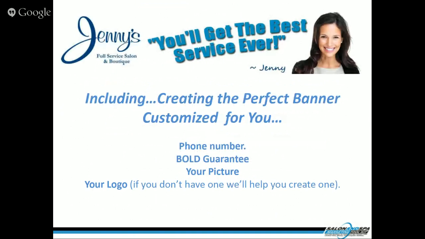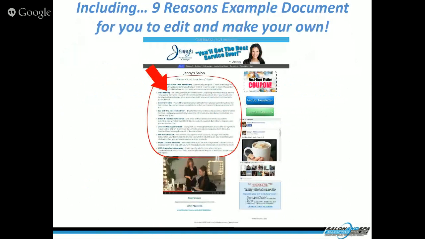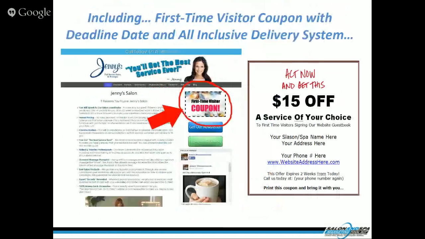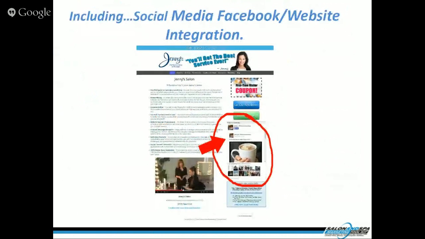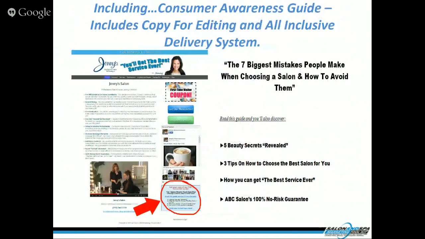Including creating the perfect banner customized for you, phone number, bold guarantee, your picture, your logo. If you don't have one, we'll help you create one. Including 9 reasons example document for you to edit and make your own. Including first-time visitor coupon with deadline date and all-inclusive delivery system. Including monthly client newsletter opt-in and all-inclusive delivery system. Including social media, Facebook, website integration. Including consumer awareness guide, includes copy for editing and all-inclusive delivery system.